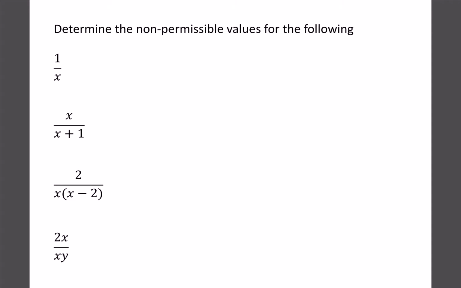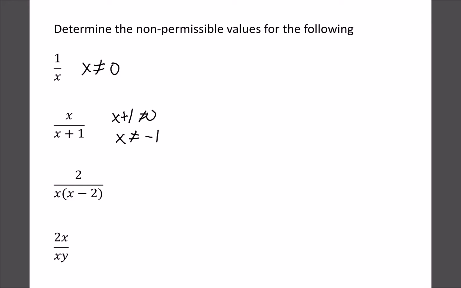So let's look at a few examples. This first one, we have 1 over x. We don't want 0 to be on the bottom, so that means x can't equal 0. As long as x is any other number, we're okay. If we look at the second one, we have x plus 1. That means x plus 1 can't equal 0. So we could actually just bring the 1 over, so that means x can't equal negative 1.